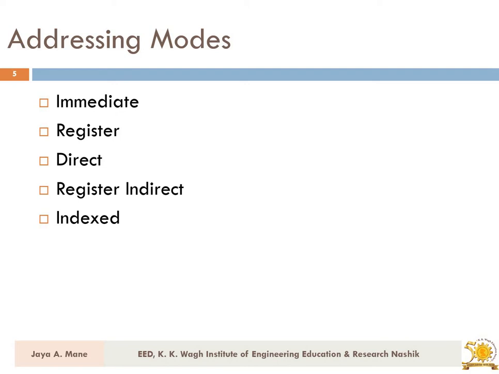So there are different addressing modes possible with 8051. These are the few. The first one is the immediate addressing mode. Then you have the register addressing mode. Then you have direct addressing mode. Then there is one more, register indirect addressing mode. And finally your indexed addressing mode. Now this is just a listing of the addressing modes. We'll understand these one by one in detail.